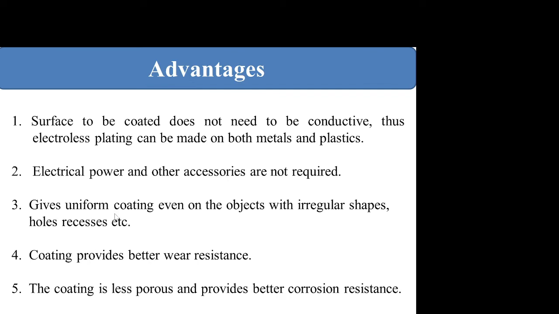Let us see the advantages of electroless plating. The surface to be coated does not need to be conductive. Thus, electroless plating can be made on metals, plastics, or ceramics like glass. Electric power and other accessories are not required here. Third, it gives uniform coating even if the objects are of irregular shape or have holes and recesses.